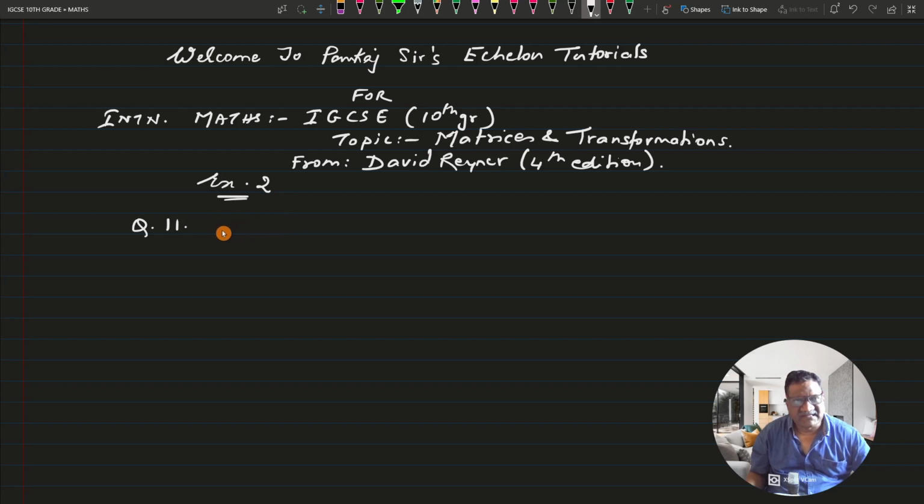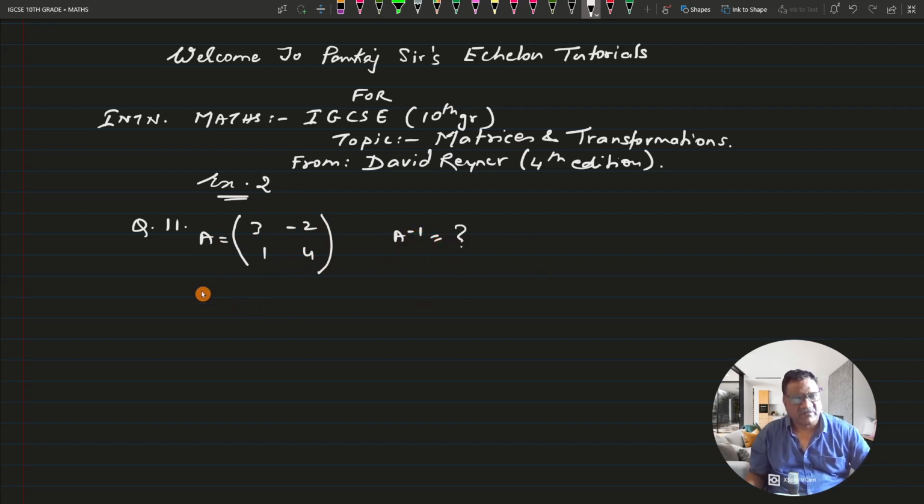Question number 11 says that, and let me tell you, questions 1 to 15 in this exercise 2 are all dealing with the inverse of a matrix. So you have to find the inverse of a matrix. A matrix will be given to you, and you are supposed to find the inverse of that matrix. Question number 11, the matrix given is 3, minus 2, 1 and 4. So this is the matrix given to you. Let this matrix be A. The question asked is: find A inverse.